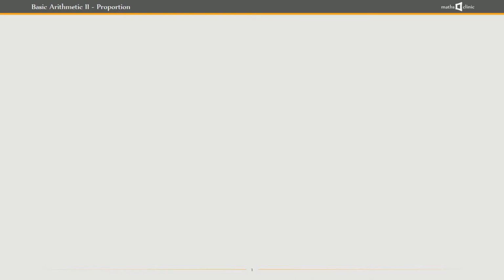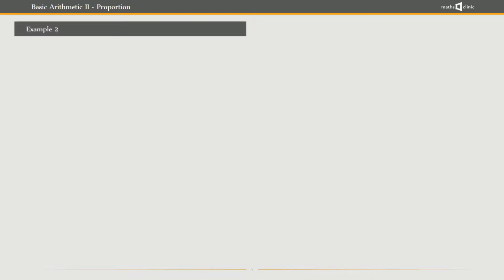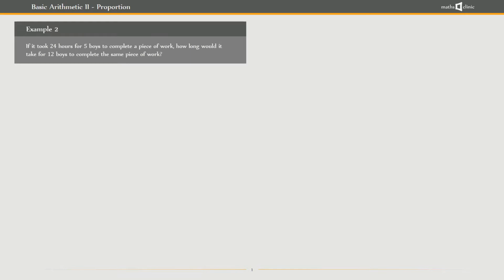Now example 2 says, if it took 24 hours for 5 boys to complete a piece of work, how long would it take for 12 boys to complete the same piece of work? So now we're dealing with hours and boys to complete a piece of work. We're dealing with the time taken for a given number of people to complete a piece of work, and I think we already identified this as an inverse proportion.